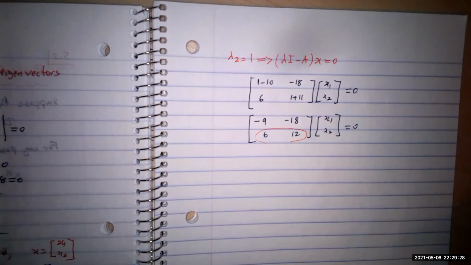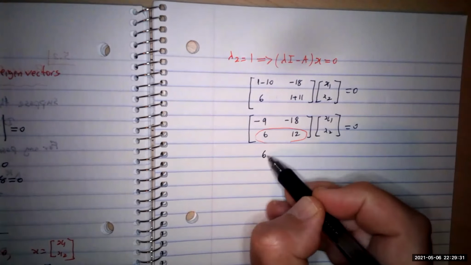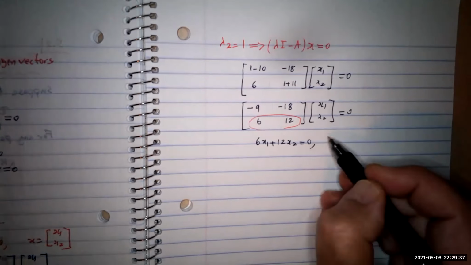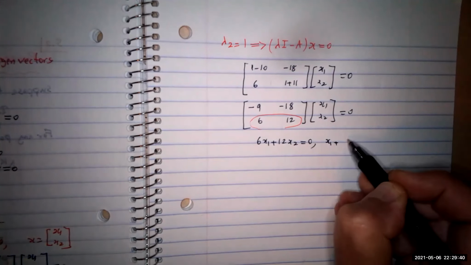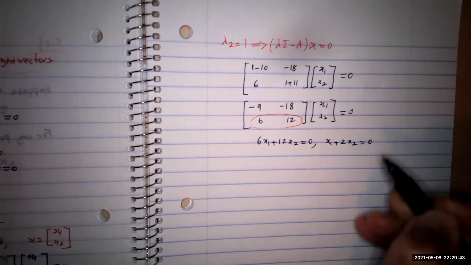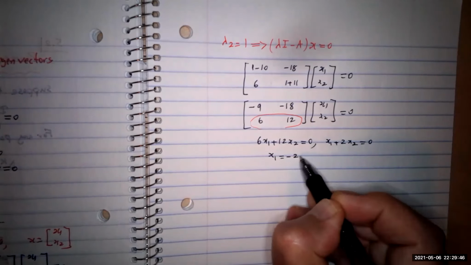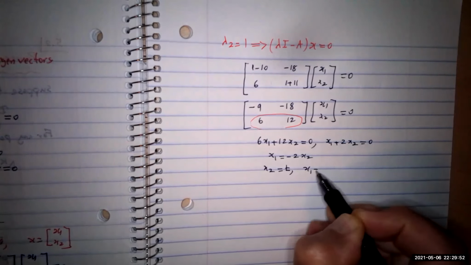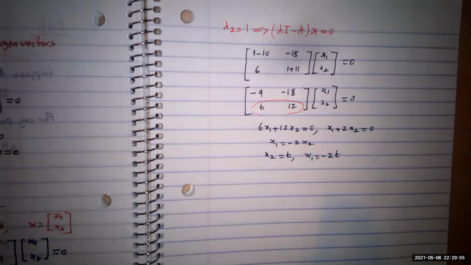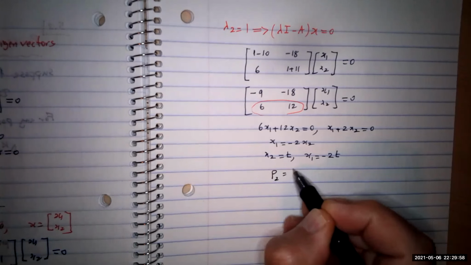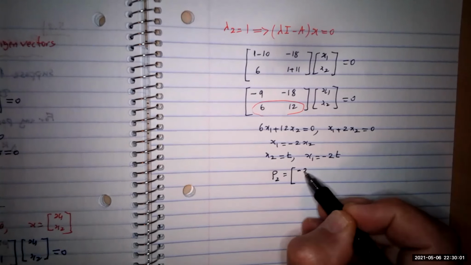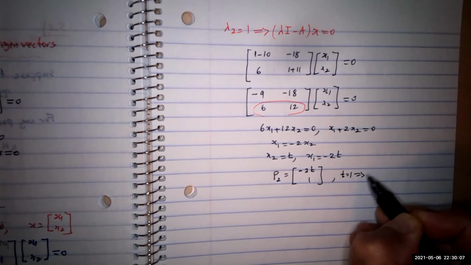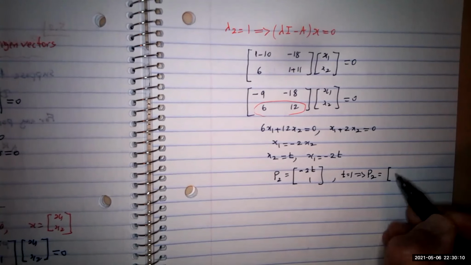So I'm going to stay with this one. That gives me 6x1 + 12x2 = 0. Divide by 6, so that gives me x1 + 2x2 = 0. So x1 is equal to -2x2. So we take x2 to be t, so x1 would be -2t. So we are going to have the eigenvector, we call it p2. So p2 is going to be (-2t, t). We just pick t equal to 1, for example. So p2 is going to be (-2, 1).